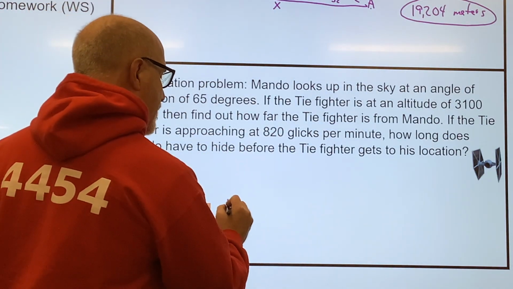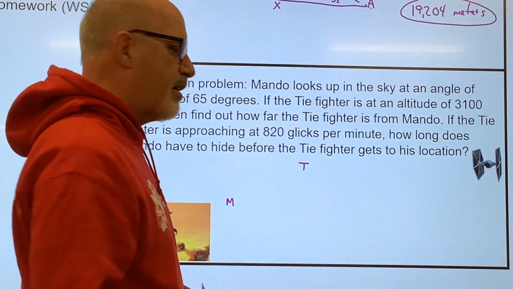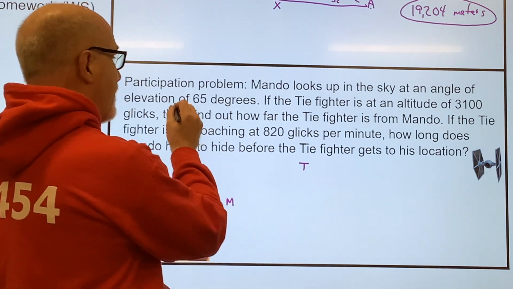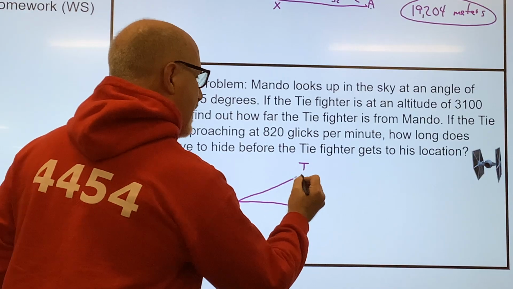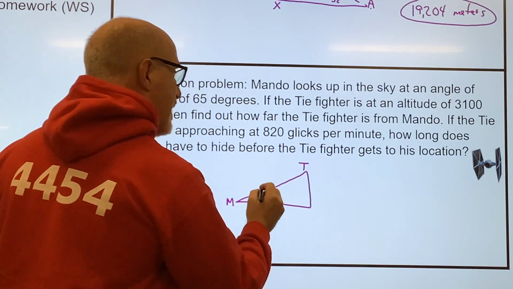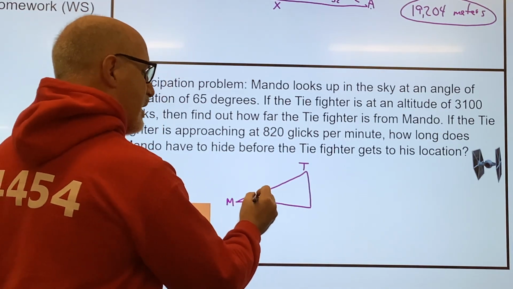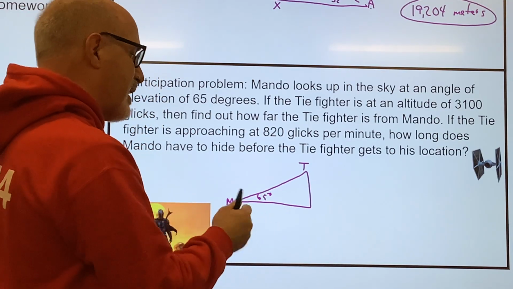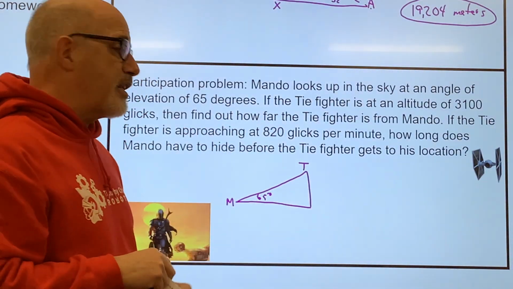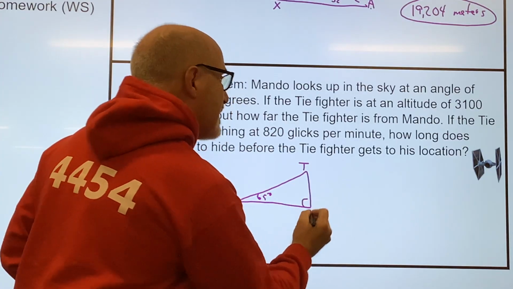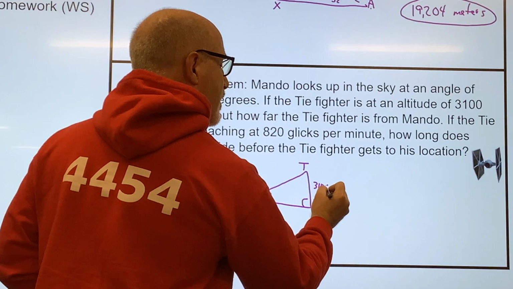So if this is Mando down here, and this is the TIE fighter, I'll just put M and T there. It says the angle of elevation is 65 degrees. So from straight out, looking up at the TIE fighter, here's our triangle, this angle is 65 degrees. Now notice, I've not drawn it especially proportional. 65 would be a little bit bigger than that, but you just need to get the information into the triangle. Now it says that the TIE fighter's at an altitude of 3,100 glics.